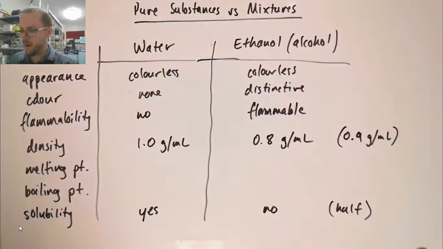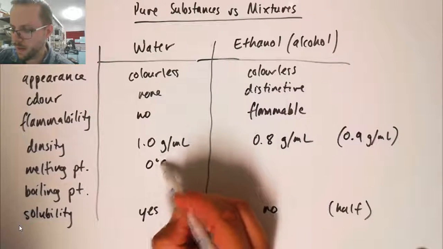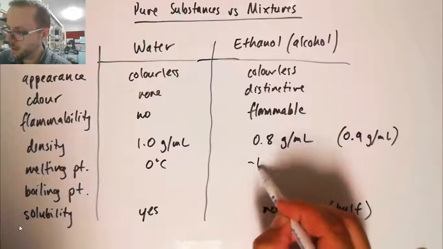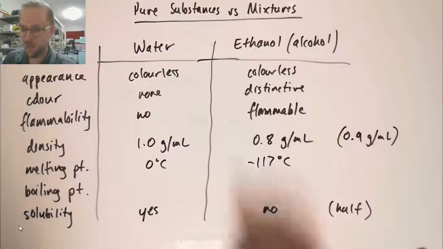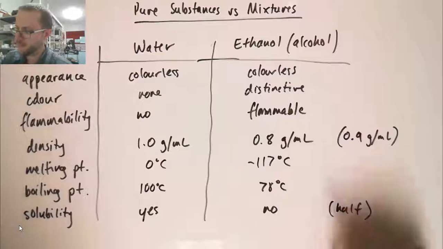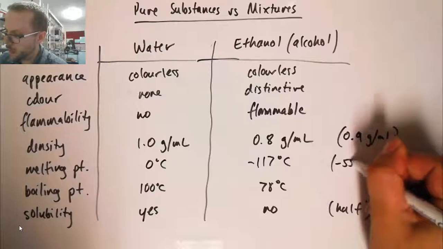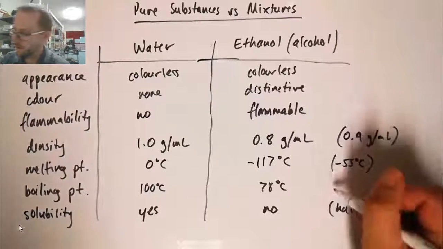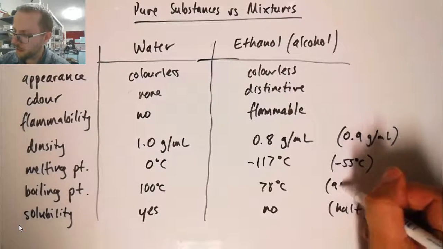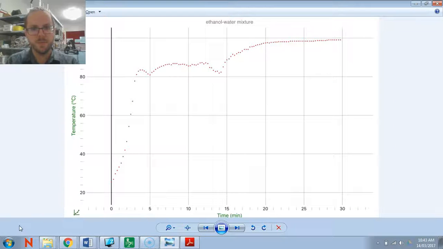So now, then let's have a look at our melting and boiling points here. Water melts at 0, ethanol melts at minus 117. Water boils at 100, ethanol boils at 78. So if we're working on this premise that a half and half mixture has properties kind of halfway between, then we might expect this to be about minus 55, and then we might expect this to be around about 90 degrees Celsius.